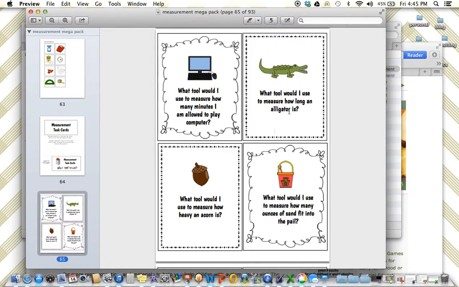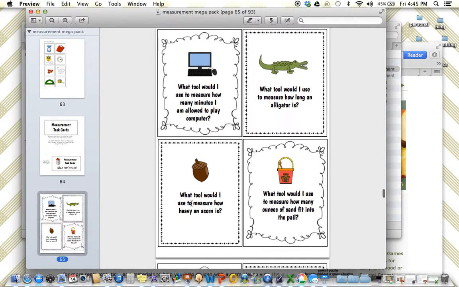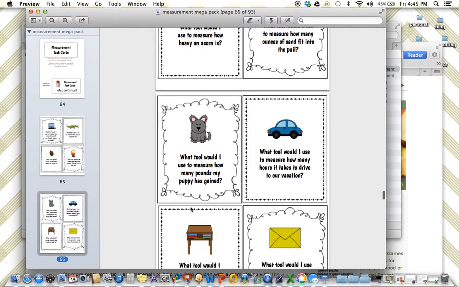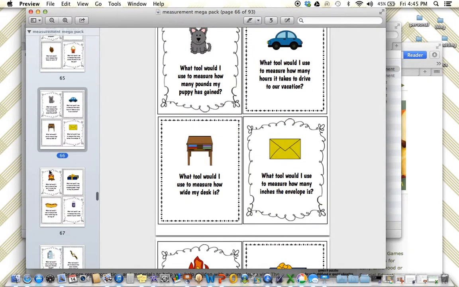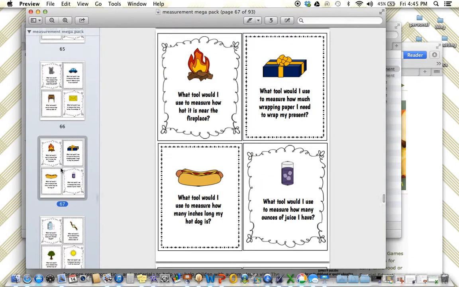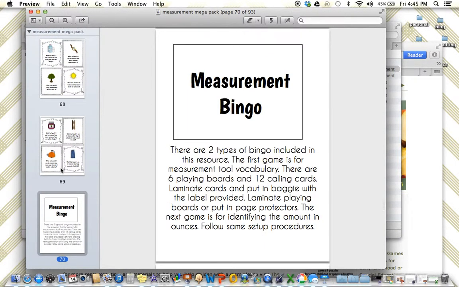So what tool would I use to measure how long an alligator is? What tool would I use to measure an acorn? So kind of just having to identify with different common real life scenarios how they would have to utilize the different measurement tools. So really making this functional and applied to their own life.